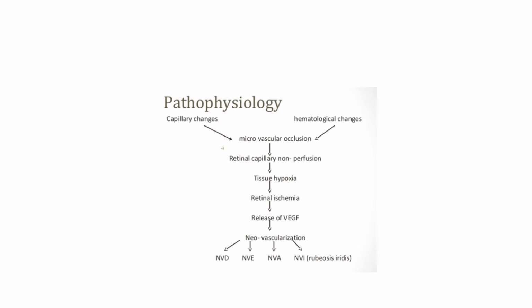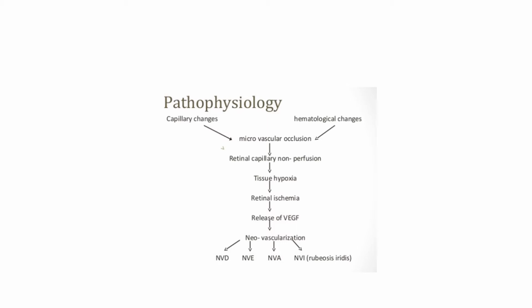This flow chart is showing the pathophysiology of the damage of the microvasculature in the retina. There is capillary damage and there are some hematological changes. Because of these two things, there is a microvascular occlusion. Microvascular means precapillary arterioles, capillaries and the venules. So there is a microvascular occlusion followed by retinal capillary non-perfusion. If there is occlusion, there will be non-perfusion of the retina.